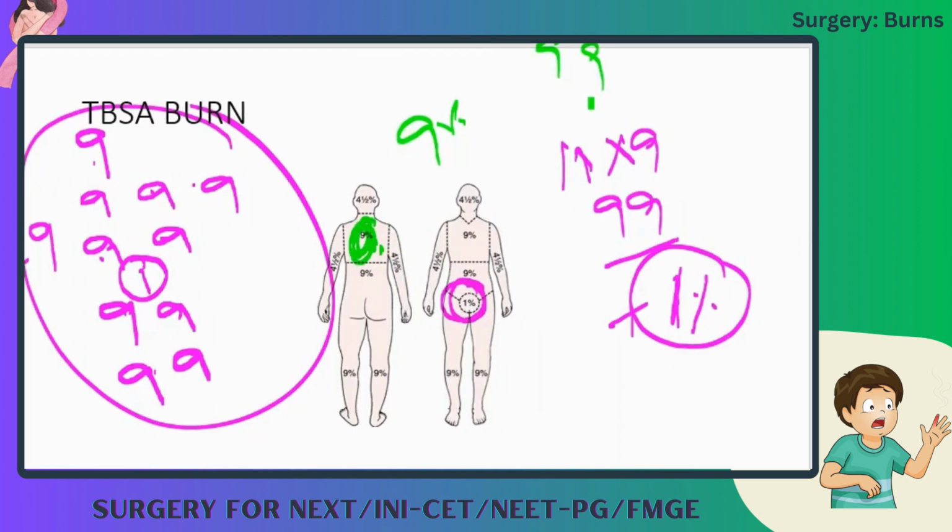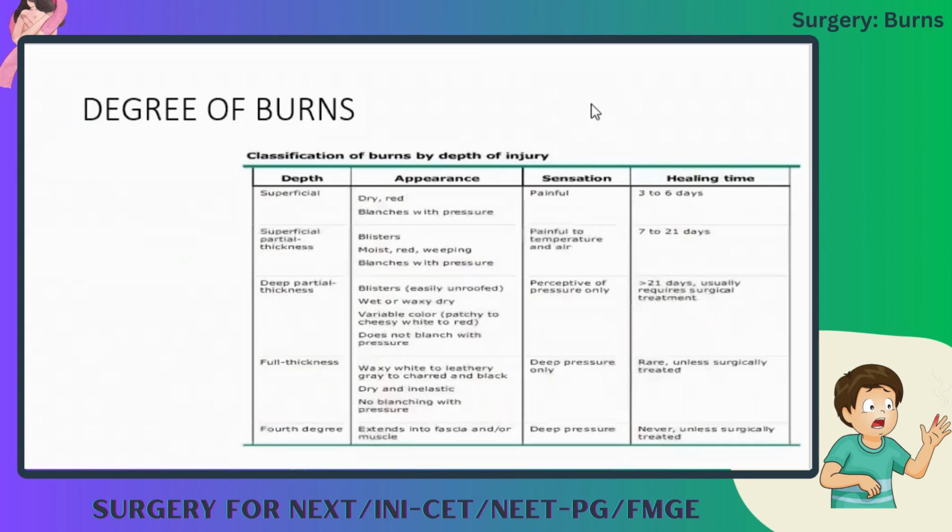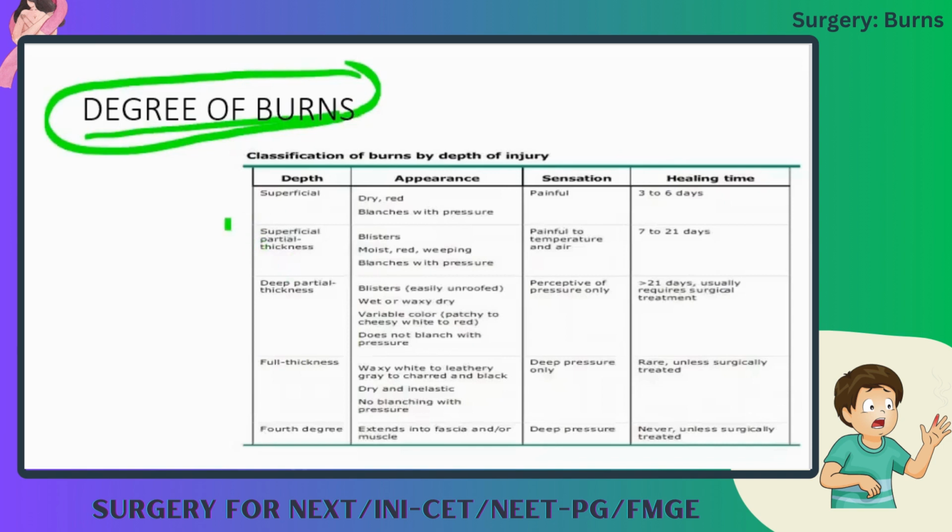So 11 into 9 plus 1. Where is that 1? Perineum. That is perineum. So next is degree of burns. The surface area of perineum burns is 1%. So if we have to calculate thorax, we have to put 9, and so on.